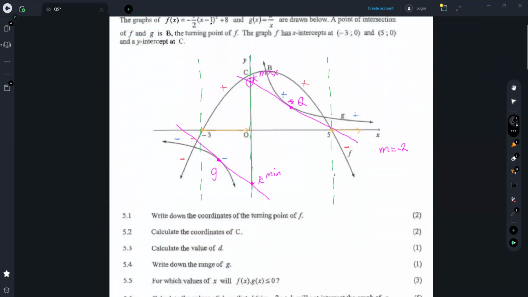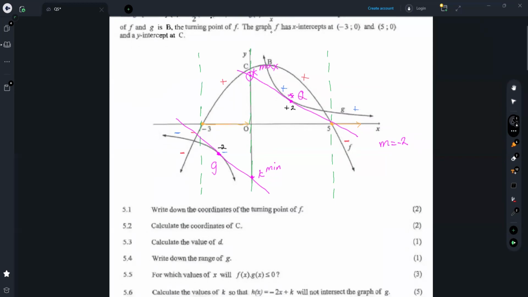So let's go up there to our functions. It means that if h of x were to become a tangent to this function g, it would happen where? At negative 2, or at positive 2 like that, isn't it? So now we need to find the y values, so that we can substitute into h of x and look for the value of k. Now we need the full coordinates of q, and we also need the full coordinates of g.